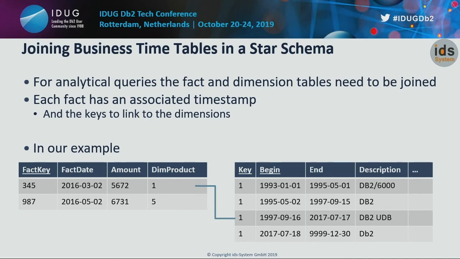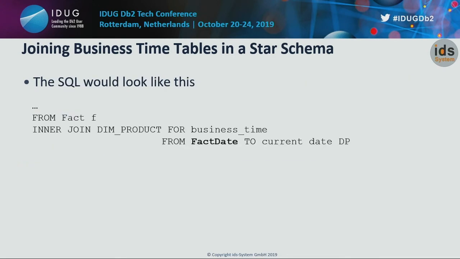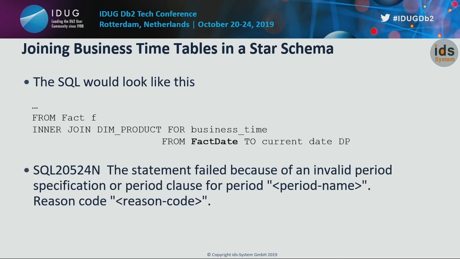Okay? Doable? Would work, right? So let's look at the SQL statement for that. From fact table, inner join product dimension for business time from fact date to current date. Just cut out the period you really need. And you run into this. No. Error, does not work. Why not? Well, it is not expected to have a column name in here. Damn, didn't know that.